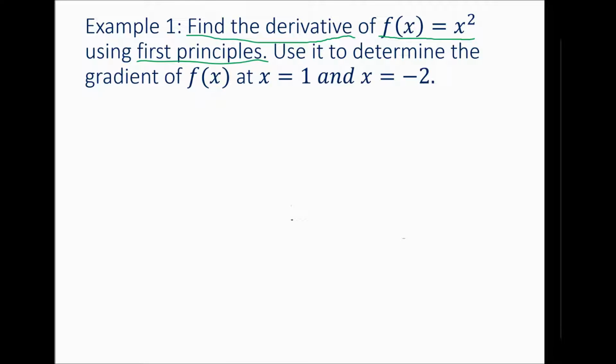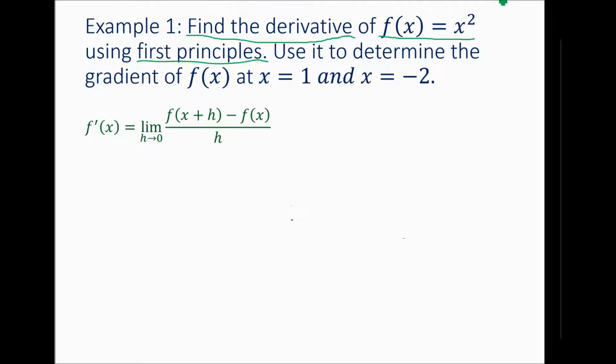Once we get this function, we're going to use it to do the substitution, determining the gradient at x equals 1 and x equals -2. We're going to have a look at a graph to confirm that. So the first thing I'm going to do is copy out my formula. f dashed x is equal to the limit as h tends to 0, because I want to get these 2 points as close together as possible, so it is at that exact instant, of f of x plus h minus f of x.